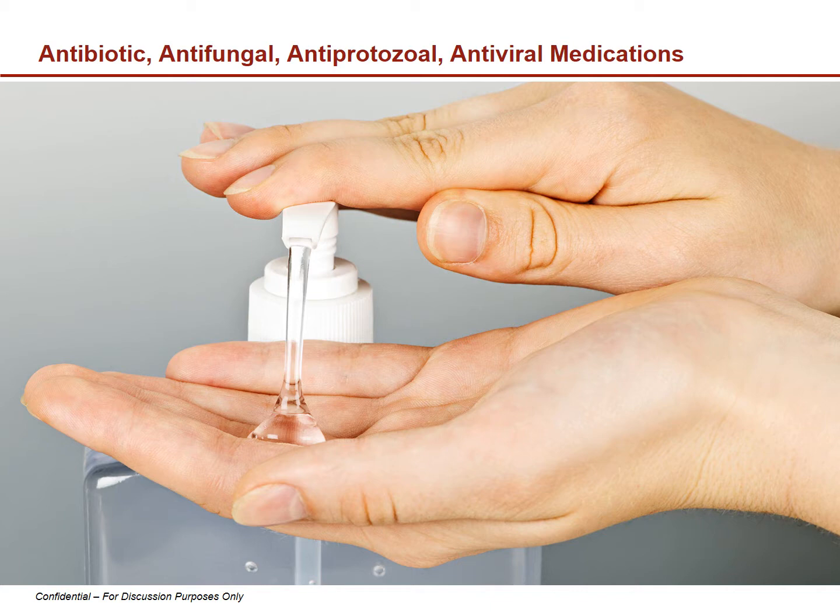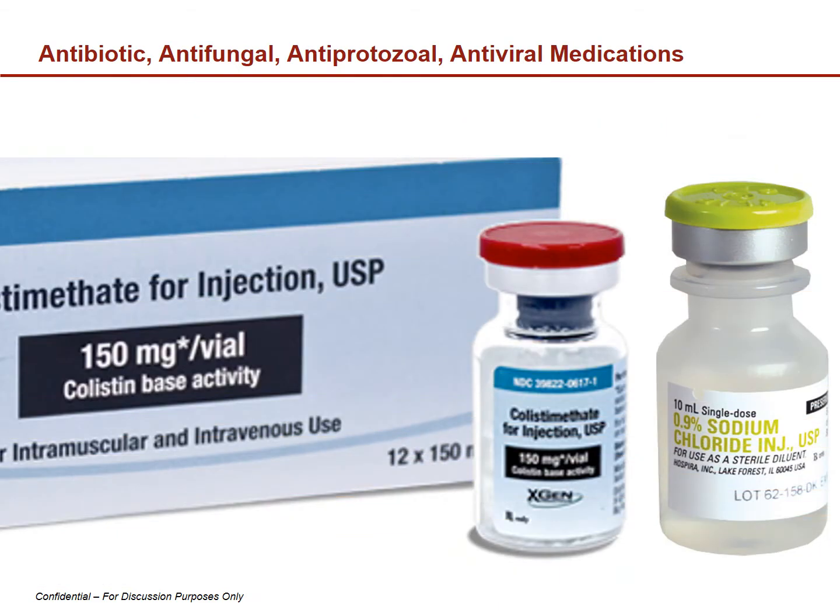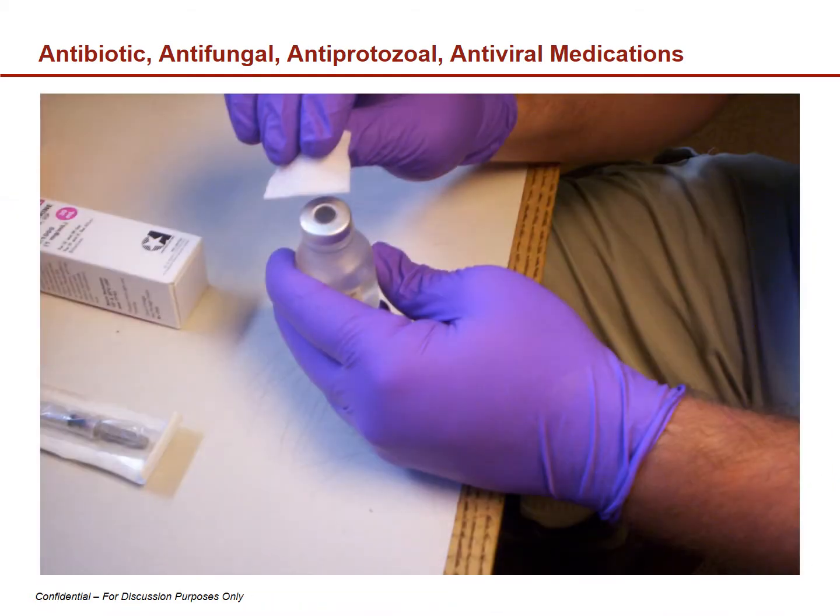To prepare, first perform hand hygiene and find a clean surface upon which to work. Retrieve a 150 mg colistin vial and a 10 ml normal saline vial from the patient's medication bin. Scan the patient's identification band and the bar-coded labels on the side of the colistin and saline vials to record administration in EPIC. Remove the plastic caps from each vial. Wipe the rubber tops with an alcohol swab and let air dry.